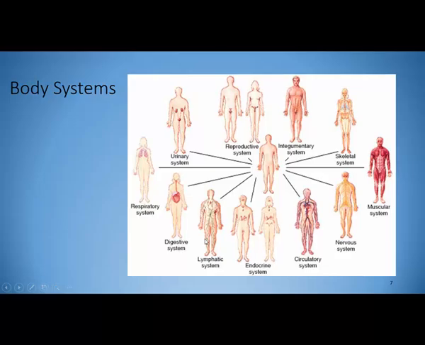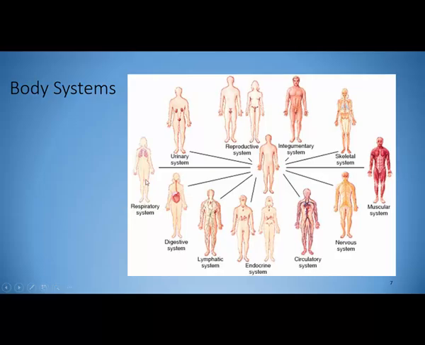The lymphatic system includes your spleen, lymph nodes, and lymph vessels. Its job is to regulate body fluid, or transport fluid, and fight infection. The digestive system includes your stomach, esophagus, liver, colon, intestines, gallbladder, etc. Its function is to break down and absorb food.